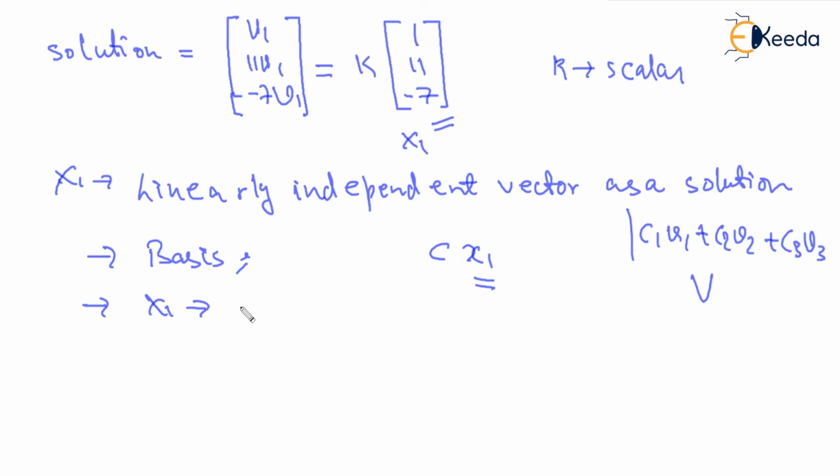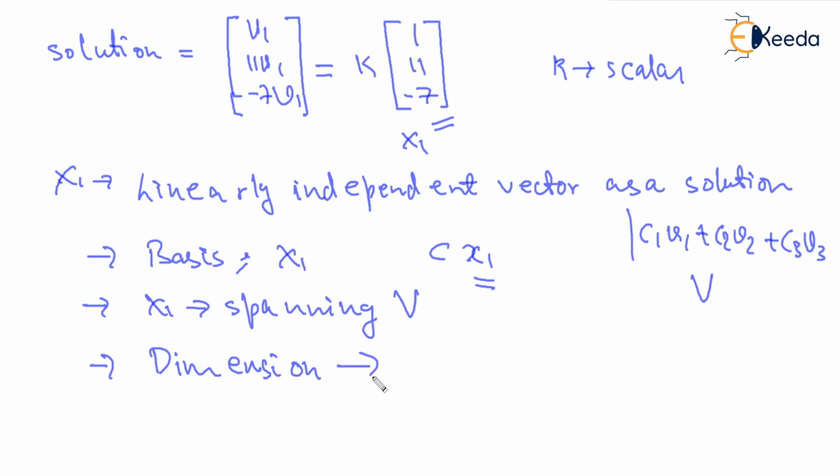x1 is spanning vector space V. And dimension, we know dimension is the number of linearly independent vectors present in the basis. So the number of vectors present in the basis is only 1, that is x1. That makes the dimension 1, which means the vector space we are talking about in R3 is a single dimensional vector space with basis x1, and x1 is going to span the entire vector space V.